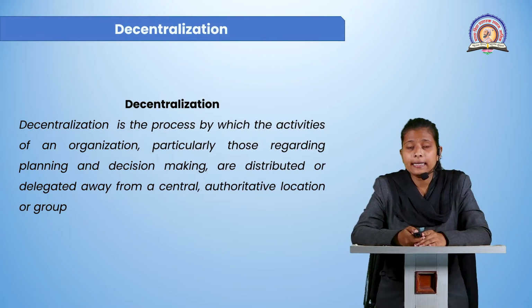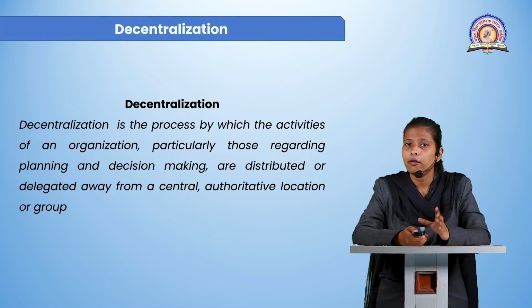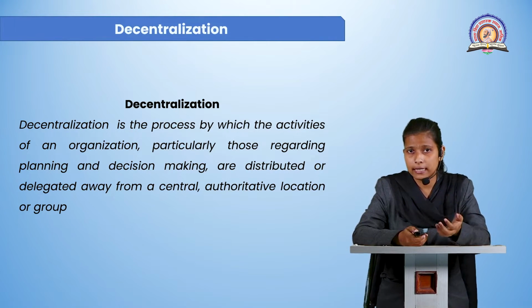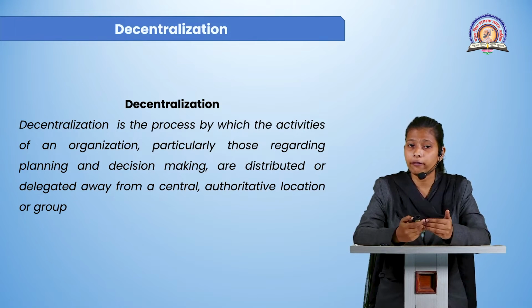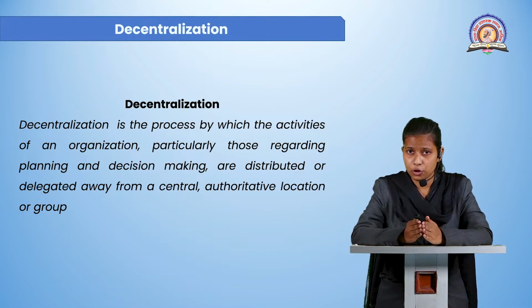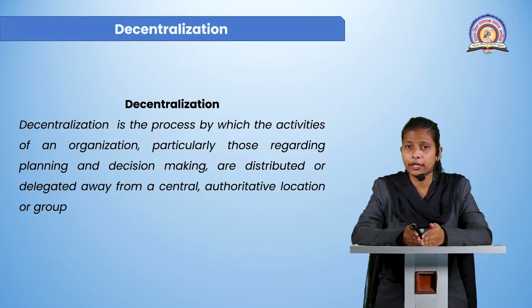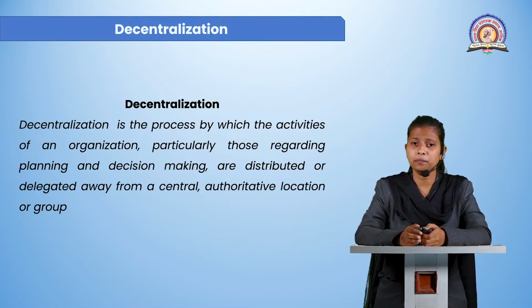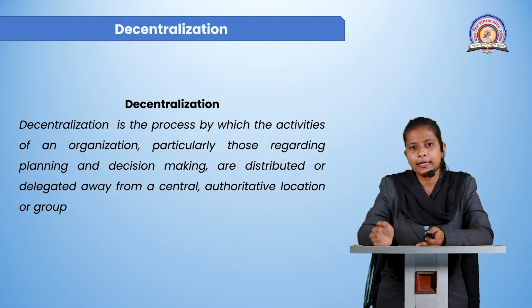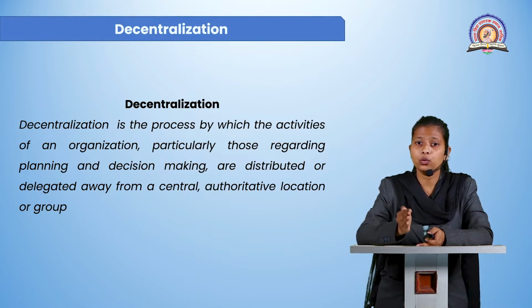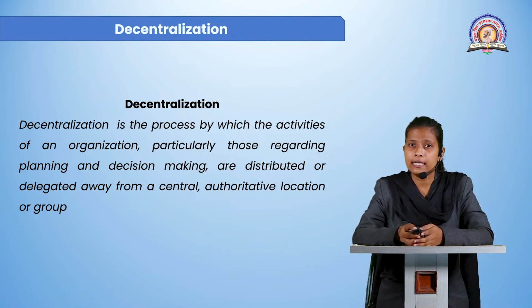Now, decentralization, we have seen the picture, we have gained some idea of what the meaning of decentralization is. Now, in the definition or the meaning of decentralization, it is the process by which the activities of an organization, particularly those regarding planning and decision making, are distributed away from a central authority to local units or a group. Means the decision making or the planning or the power are distributed from the central level to the local level. This is the meaning of decentralization.